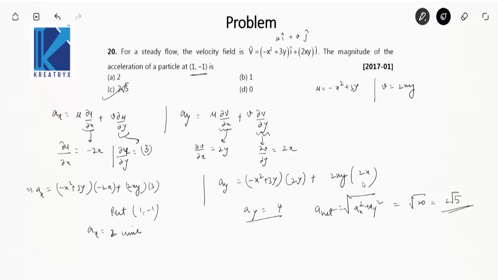Okay, so in all the 3 questions we have used one condition, the condition for steady and incompressible flow, and the other is the equations for acceleration. So these topics are actually important from the GATE point of view. We have solved 3 questions, and in all those 3 questions these 2 concepts have been asked. Next question.